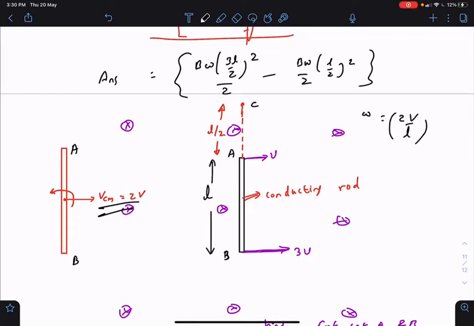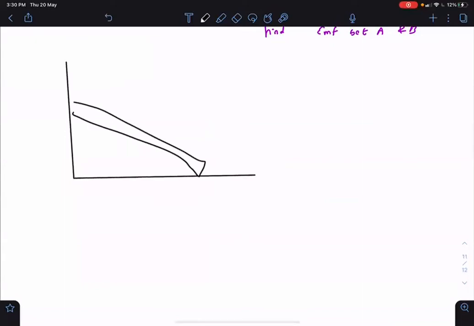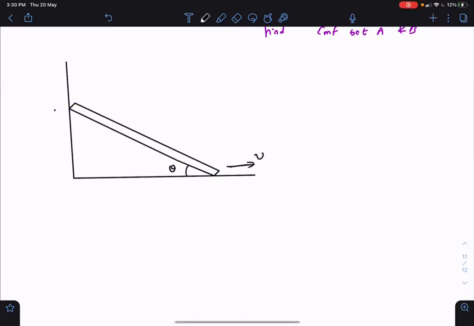Yeah, so as I said, there are multiple ways, and there are a couple of more things also that we can do here. But I feel that if you are able to do this, then mostly you will be able to find out the motional EMF. Sometimes it's given that there's a ladder which is sliding. So this kind of ladder will be given to you, and it is sliding with a velocity V. This angle is theta. Find the motional EMF across AB.